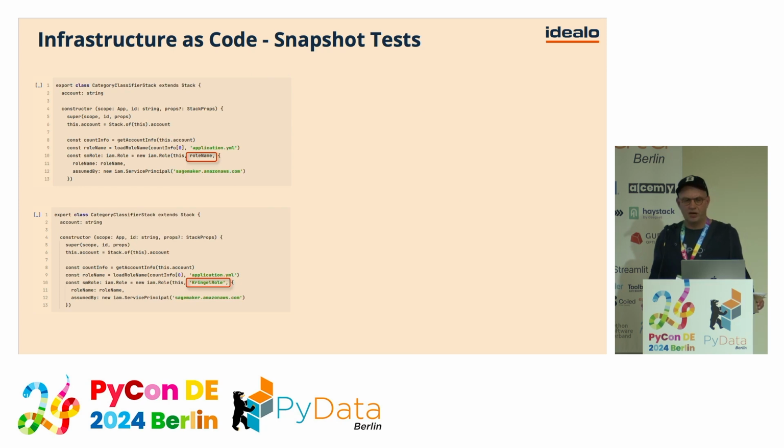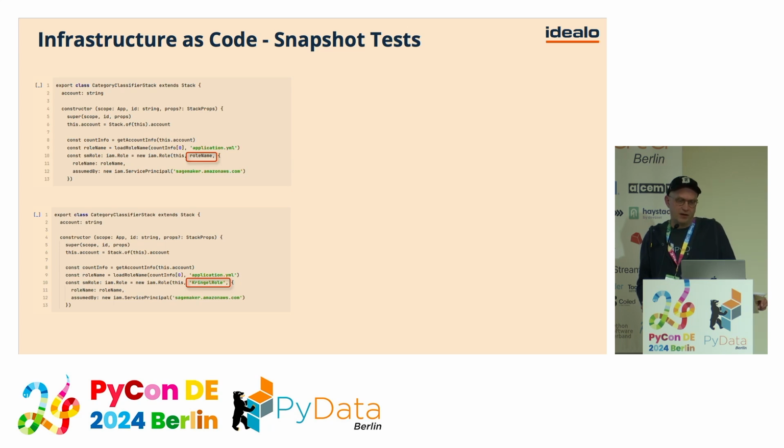This is an example of our CDK implementation. On the left side you see the CDK code, and for testing purposes we replaced a config parameter with a fixed string, just for testing. And unfortunately, we didn't revert our changes. So the wrong name was still in our code base. This might happen sometimes.